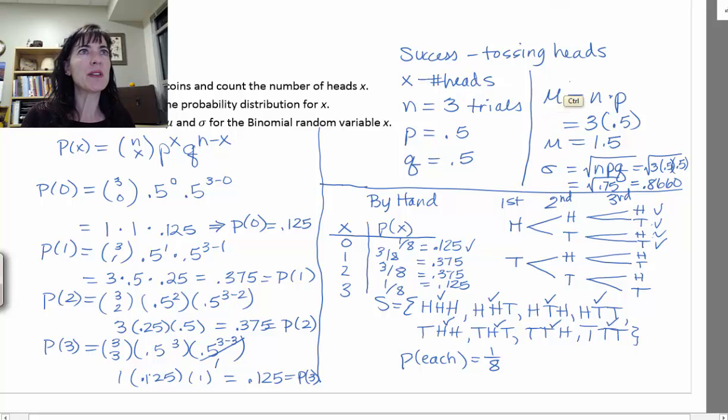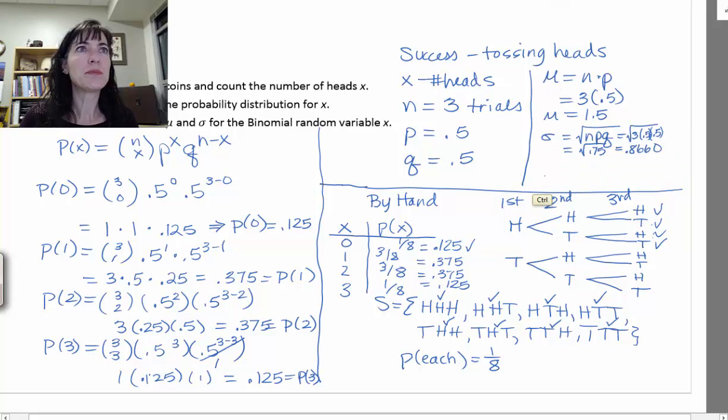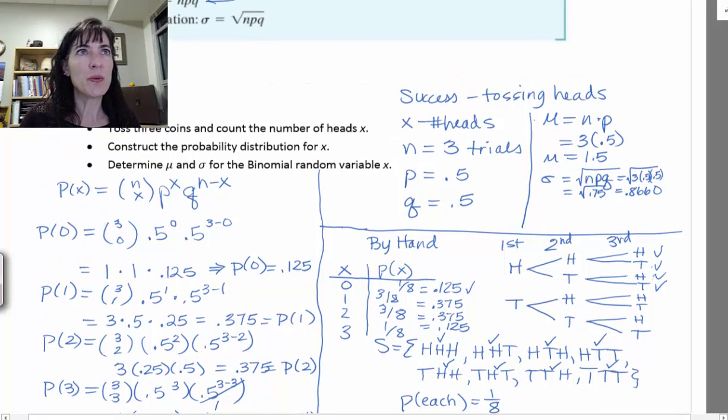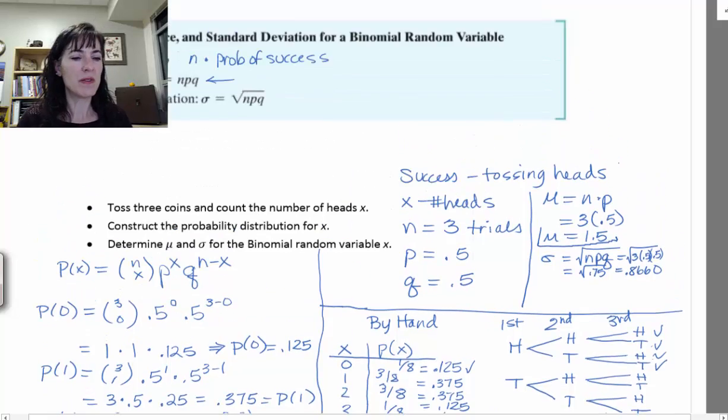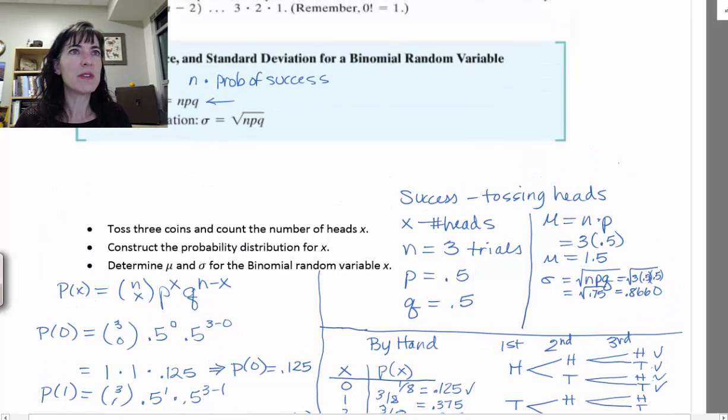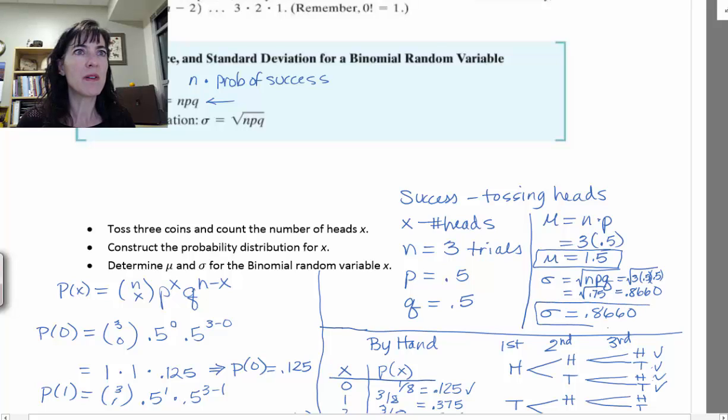So if I need to write this a little better, what I have then is my mu is 1.5 and my sigma is 0.8660. There we go.